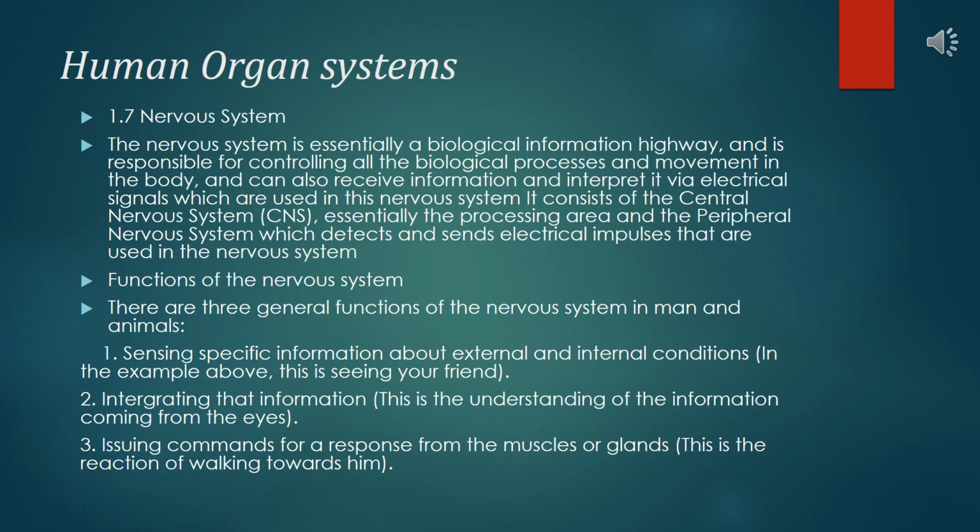Functions of the nervous system. There are three general functions of the nervous system in man and animals. 1. Sensing specific information about external and internal conditions. In the example above, this is seeing your friend. 2. Integrating that information. This is the understanding of the information coming from the eyes. 3. Issuing commands for response from the muscles or glands. This is the reaction of walking towards him.